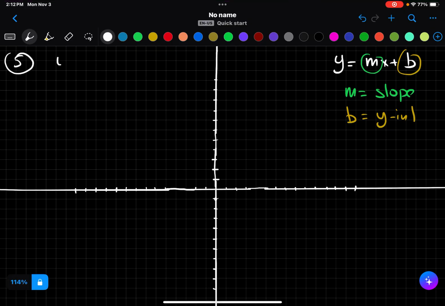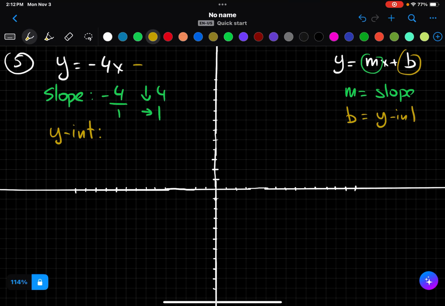For 5, you have y equals negative 4x, sort of similar to number 4. Your slope is present. It is negative 4, and we always want the slope as a fraction. That means it's going to go down 4, to the right 1. Now, there is no y-intercept, so just like last time, if it doesn't seem like there is one, we're going to add one by adding 0.